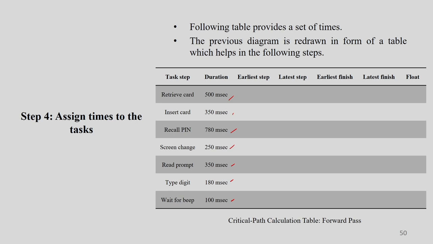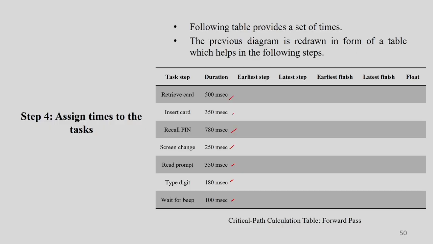Now what I suggest here is that it's not possible to get all these values physically on the spot. So whenever we are collecting data for such cases, we suggest doing a proper video recording of the whole process, and once we are back in the laboratory, we take the data from the videotape. We don't suggest someone go to the field and collect all this information, as there will be a lot of chances of getting wrong data. So always retrieve this type of data from the video recording. This previous diagram is redrawn in the form of a table, which helps in the following steps. So you are getting the time requirement for each step performed at the ATM.